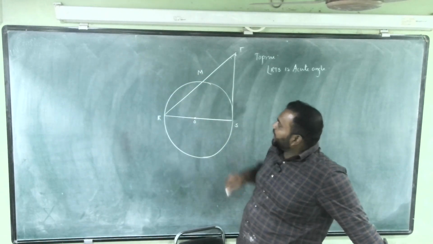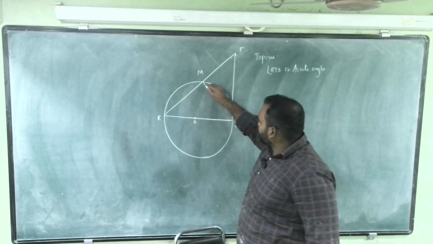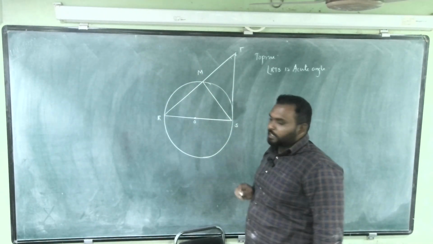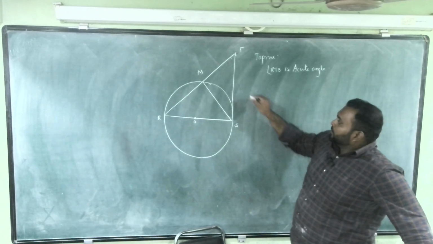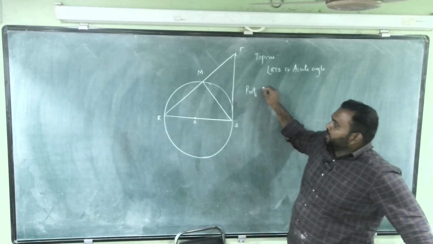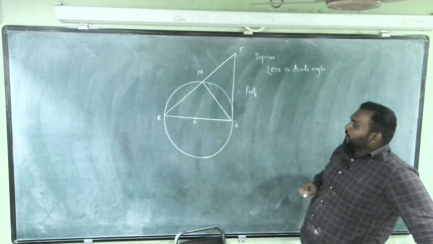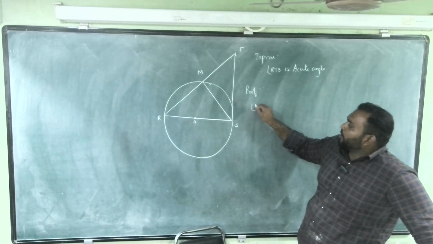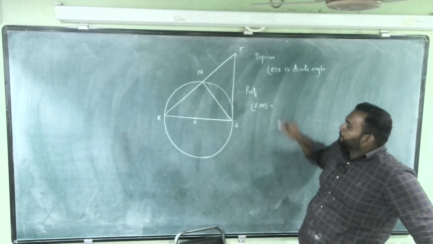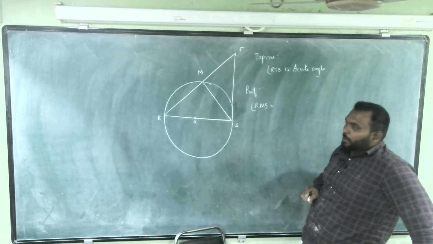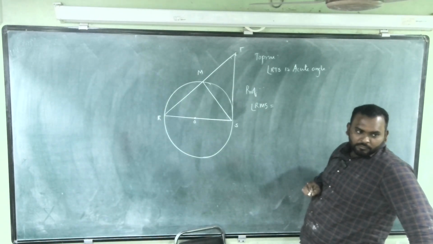We take this as point M and I join this. I take a construction. Now see, look at the proof. Very easy. Tell me what will be the measure of angle RMS? RMS.